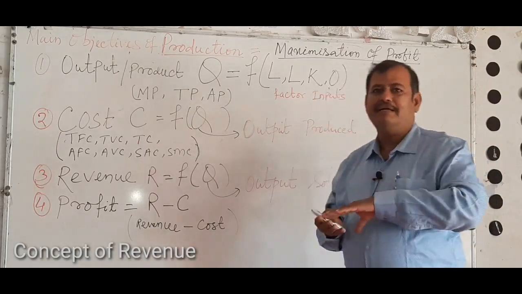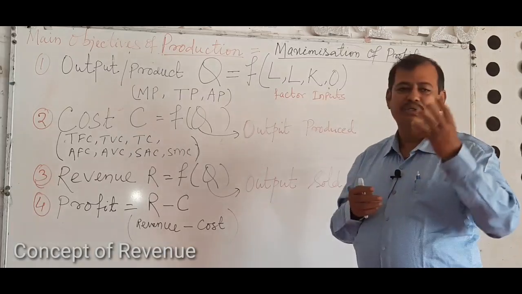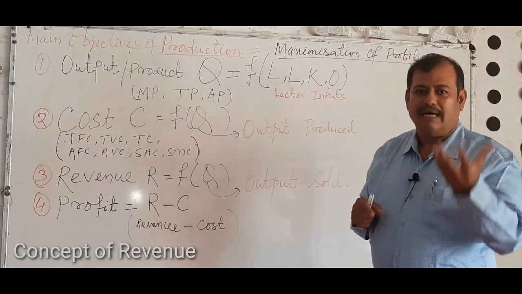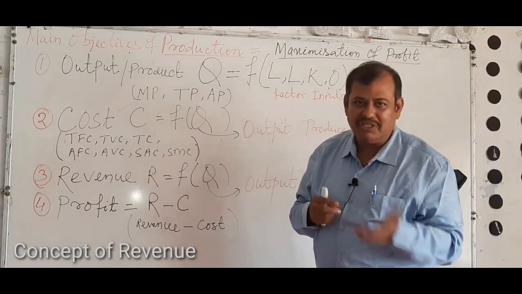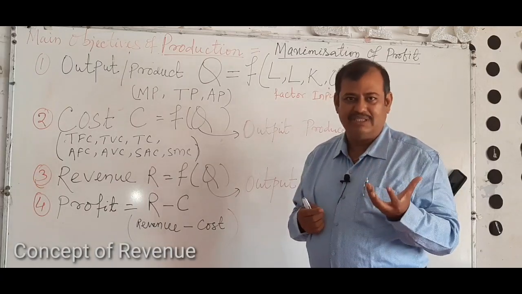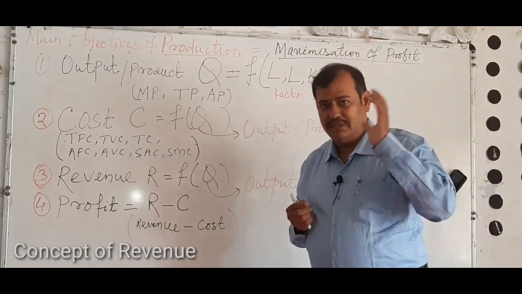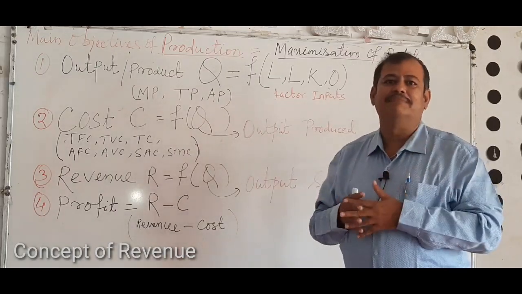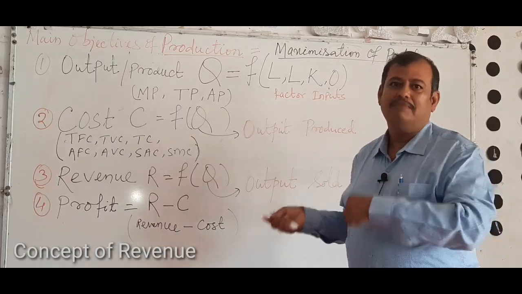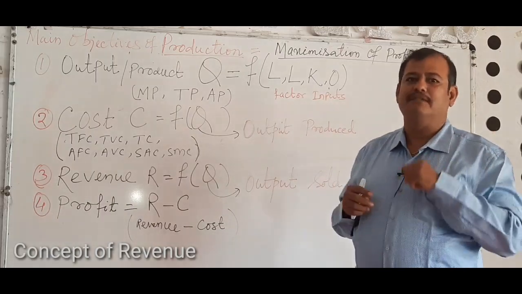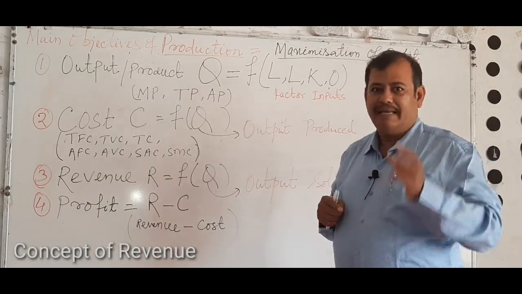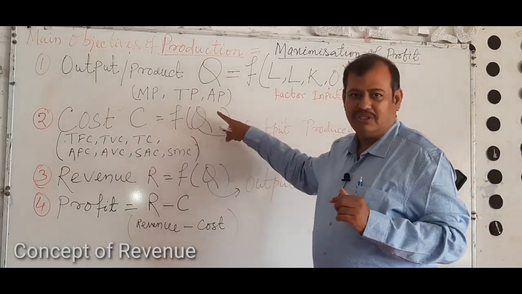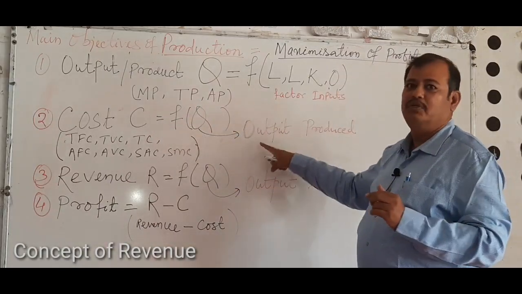From those factor inputs, whatever goods and services he produces is known as marginal product or total product or average product. After the production is over, what does the producer do? One thing we should keep in mind is that while he is producing the goods and services, he is making some expenses for the factor inputs. The expenses made on the factor inputs are called cost. And thus, cost is a function of output. C is a function of Q.